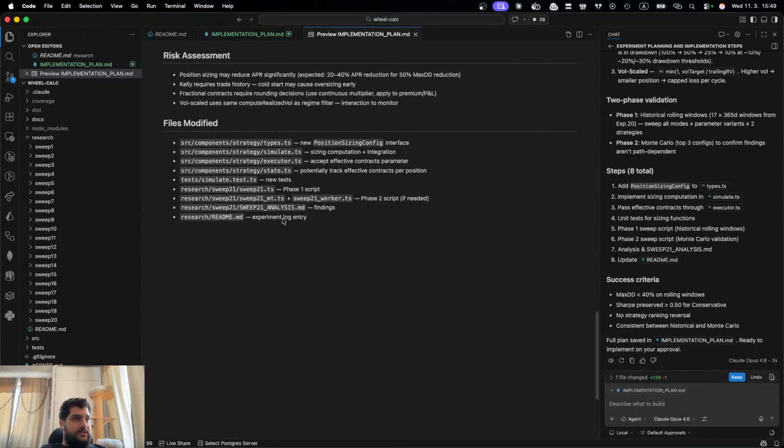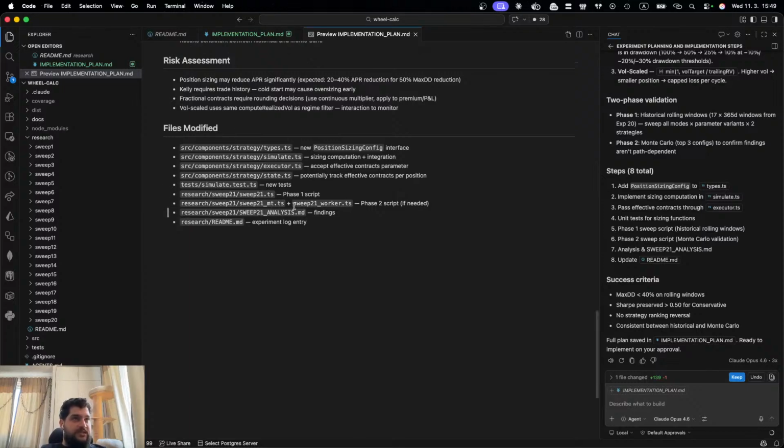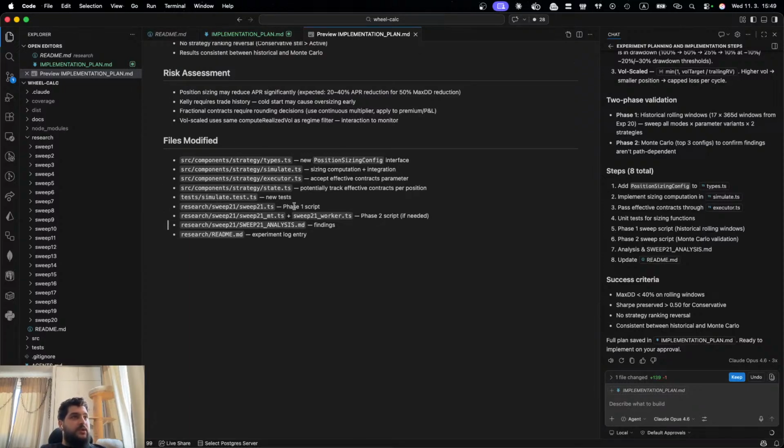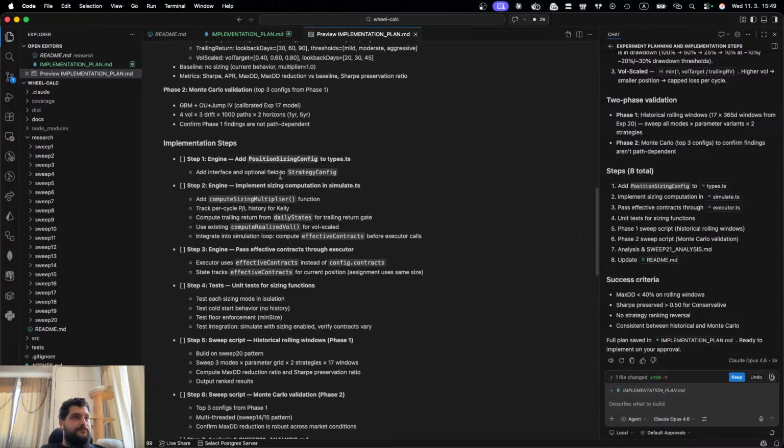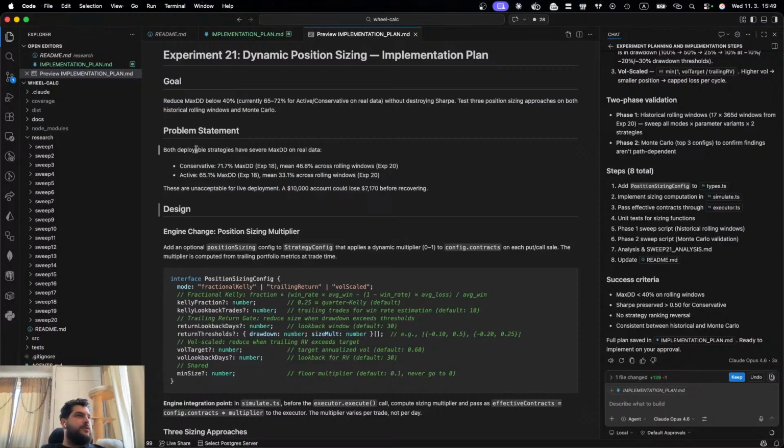Let's take a look. Is it gonna be using a multi-threaded approach? Yes. Okay, a $10,000 account could lose 7,000 before recovering. That's the problem we're solving now. Yeah, definitely. Your stop losses would trigger that much earlier. That's good.